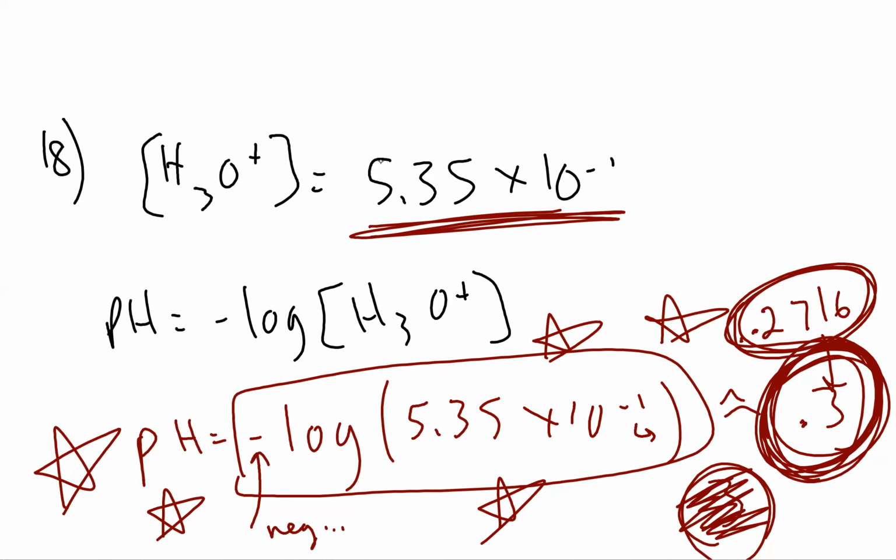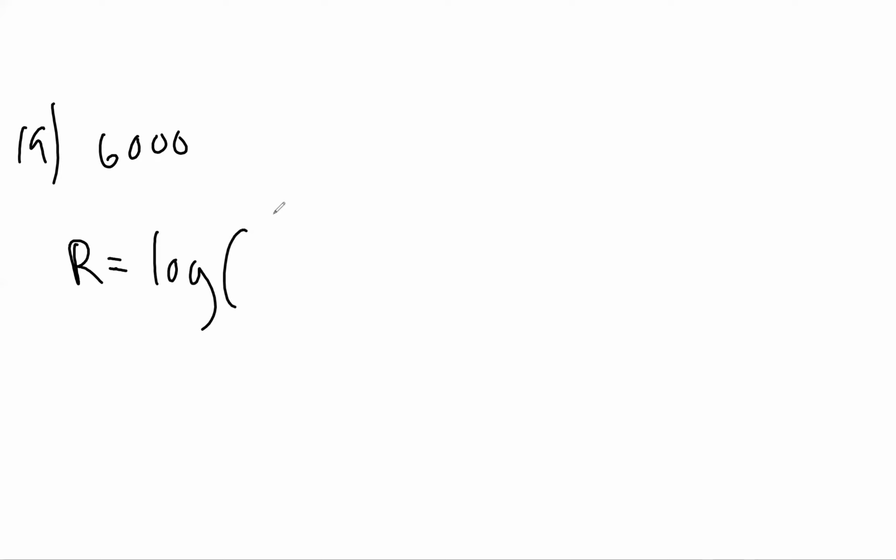All right, so then if you take a look at number 19, number 19 is talking to us about an earthquake. In the problem, let's see, I lost my page here. It says that the earthquake is 6,000 times more intense than whatever, and it asks me to find the measurement on the Richter scale. Well, according to my formula, Richter is R equals log, and then it has I over I sub 0.